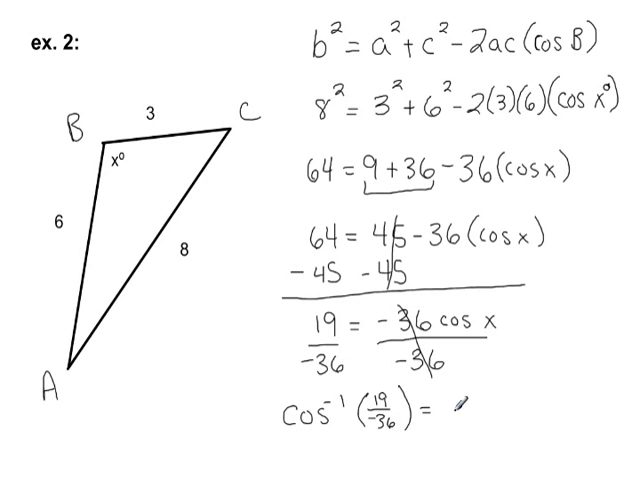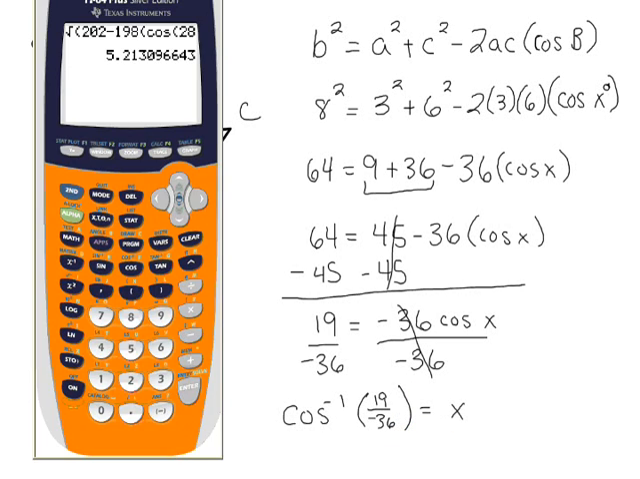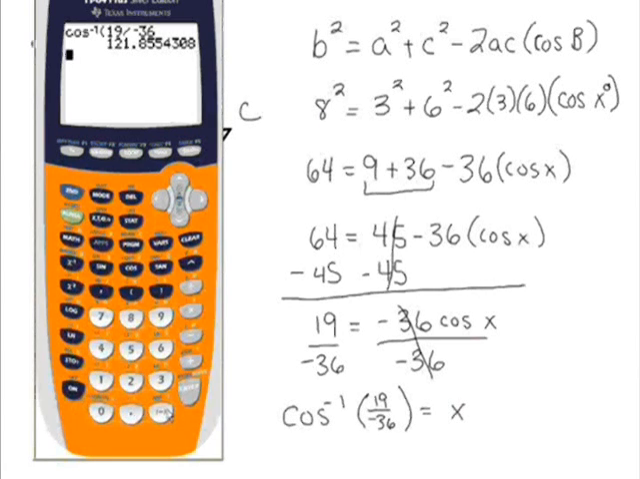And we'll type that into our calculator. So we'll hit second cosine 19 divided by negative 36, hit enter, and I have 121.855, but for angle measures we're going to round to the nearest degree, so that answer will be 122. And that is the end of the problem.